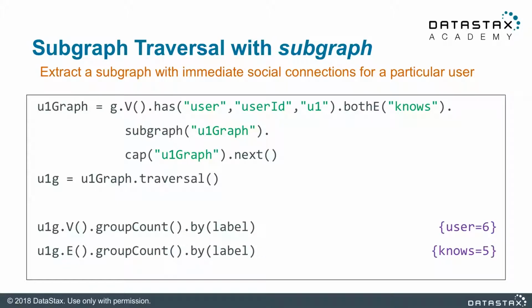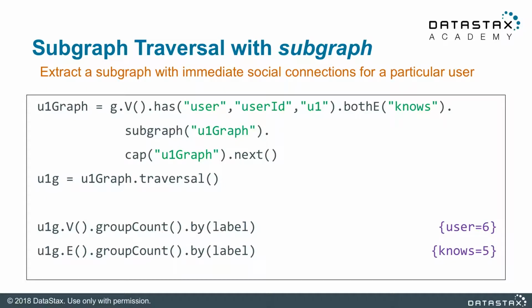Next, let's find a subgraph based on the immediate social connections of a particular user. That user, in this case, is going to be good old U1. So we are going to look for the vertex that has the user ID of U1. Then we're going to get both the incoming and outgoing edges with the nose labels. That's all the social relationships for this user, and compute the subgraph based on those edges.